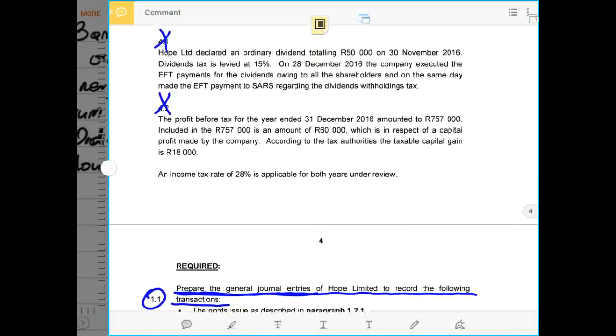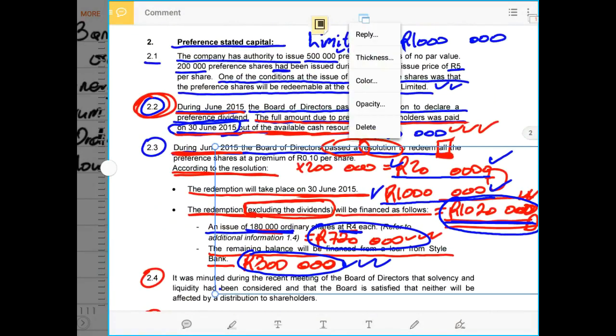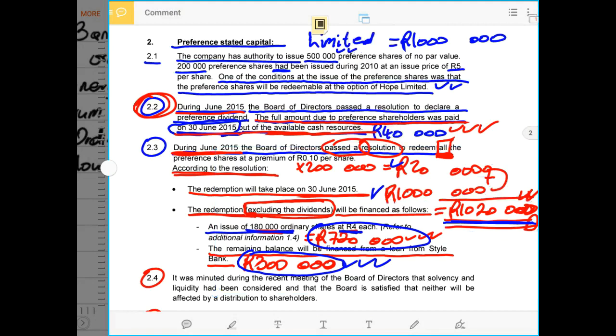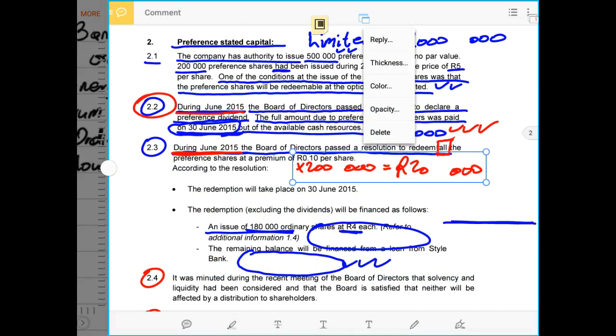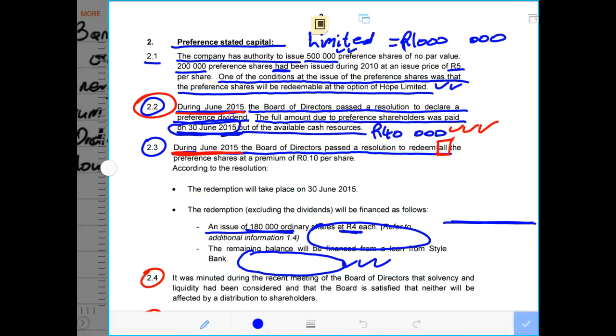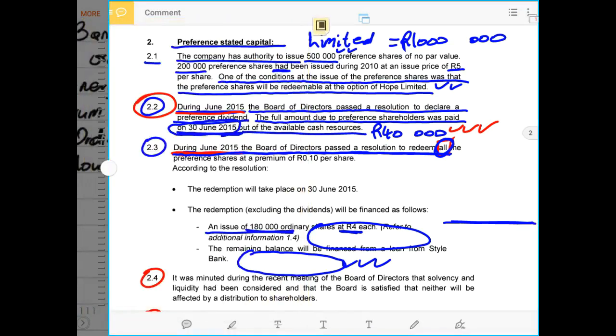Let us go and check 2.3. What is 2.3 all about? 2.3 was the redemption of the preference shares. So now let us check this redemption. They said to us there was a redemption. The board of directors passed a resolution to redeem all. That means to pay back the capital plus the premium. And we said how much is the capital? The capital is R1,000,000.